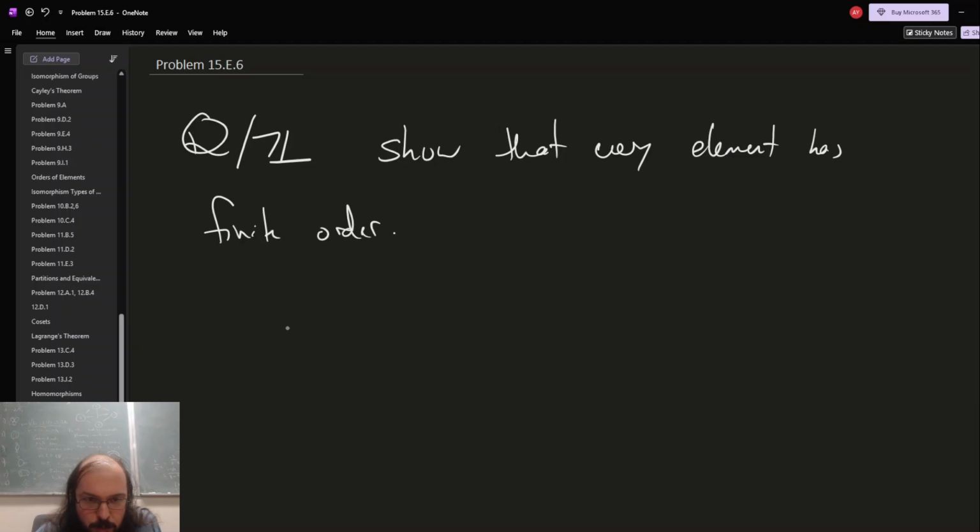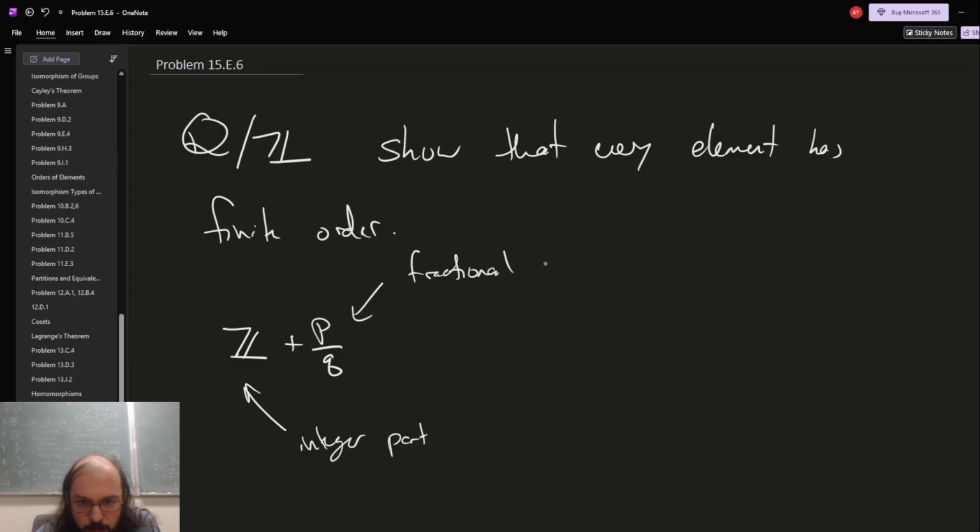The elements of this group are things of the form z plus p over q. So the integer part gets absorbed, and then what remains is a fractional part. Therefore, p over q ranges between 0 and 1, where 0 is a possibility, right? The coset of the identity, but 1, if there was a 1, we would absorb it into z.